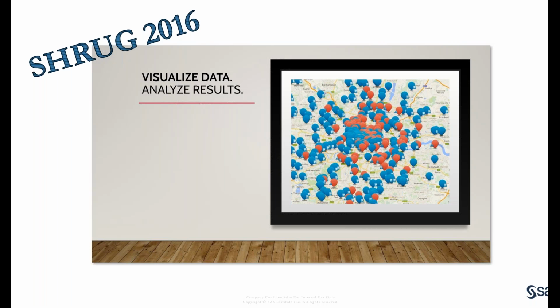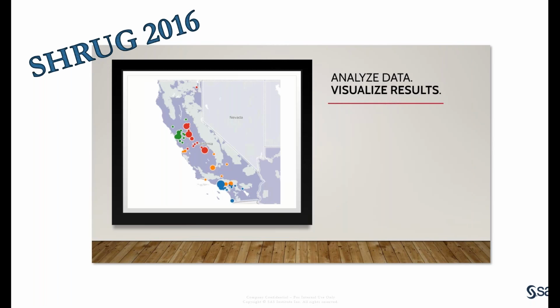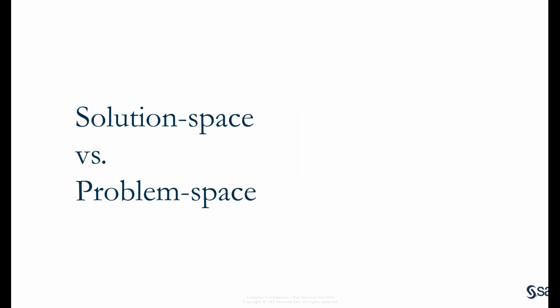So here I was complaining about how people visualize data and then analyze those results, when what people should be doing is analyzing data and visualizing the results. Well, today I'm basically going to be revisiting this topic, but I have a much more nuanced perspective, I would say, on what analyzing data means or how we should analyze data. And it all has to do with solution space versus problem space.